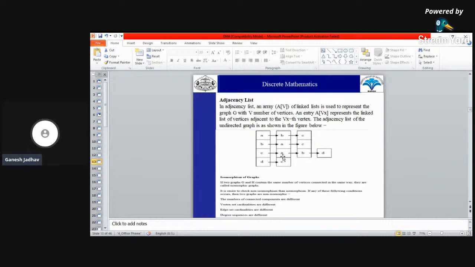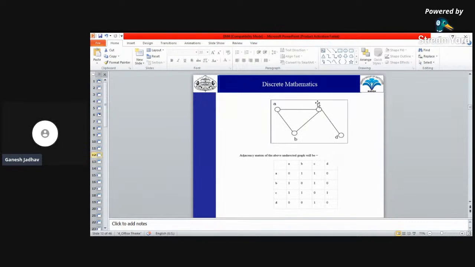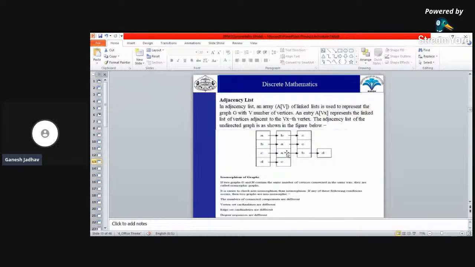C has edges to A, B and D also. So simply write here that C has A, B and D. And D has only one edge, so you can write D here.